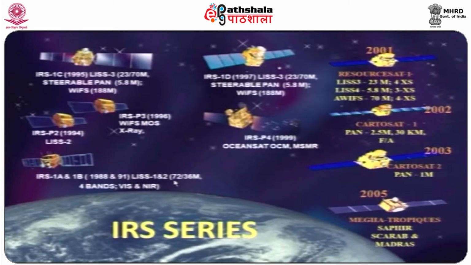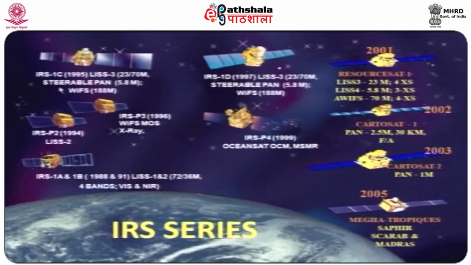1 and 2 were there, and you can see the resolution 72 meters and 36 meters, and it contained 4 bands, visible spectrum to near infrared. We had a P2 satellite, and LISS-2 the sensor rather. You have 1994, IRS-P3 1996, IRS-1C, one of the best satellites known, and we also had LISS-3. You can see here, 72 to 36 meters, it ranged from 23 to 70 meters. So, that is the best part of it, isn't it?